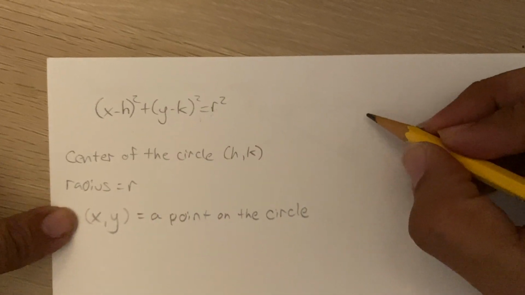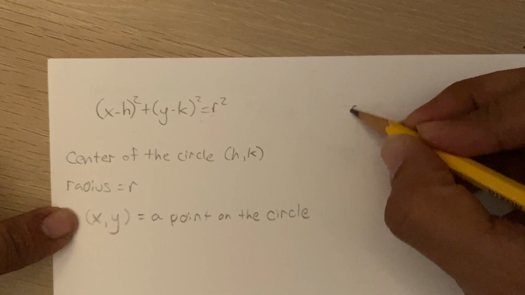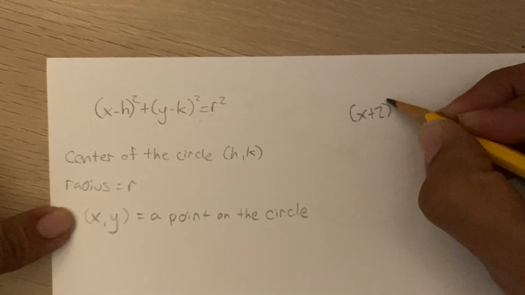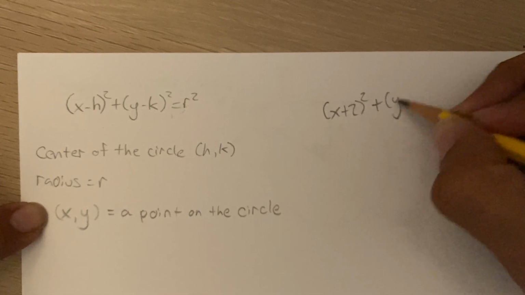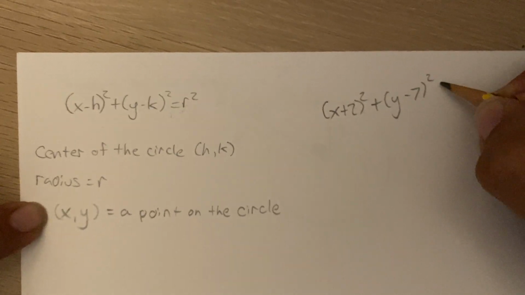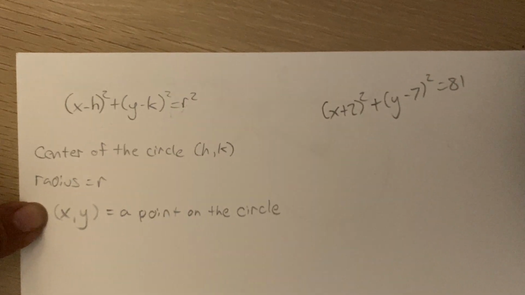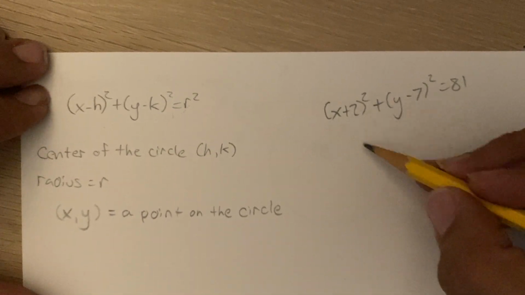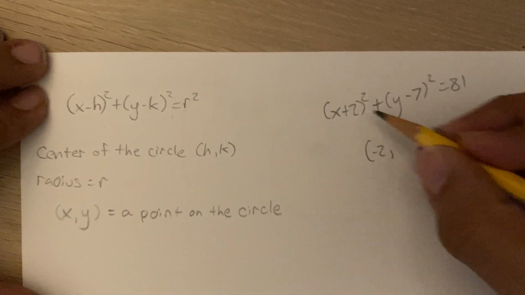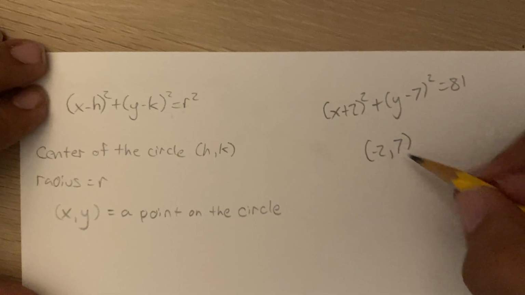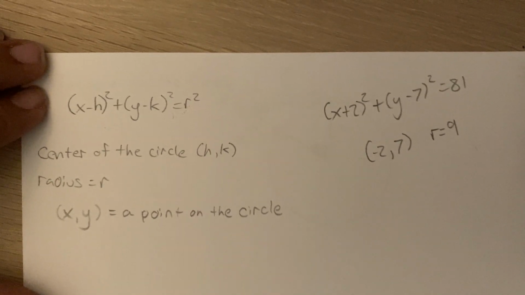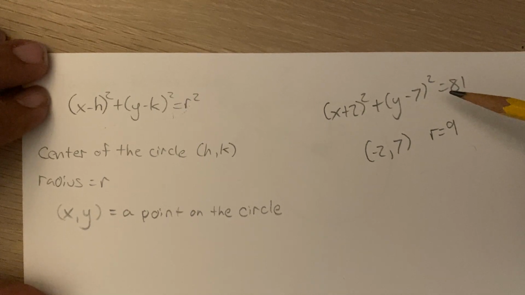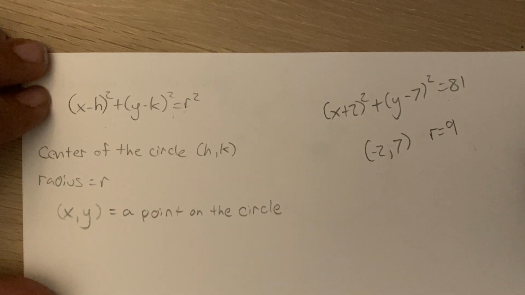So if I were to tell you the equation looks like this, x plus 2 squared plus y minus 7 squared equals 81, you could figure out that -2, 7 is the center of the circle, and the radius is 9, because something squared made 81. So I square rooted it.